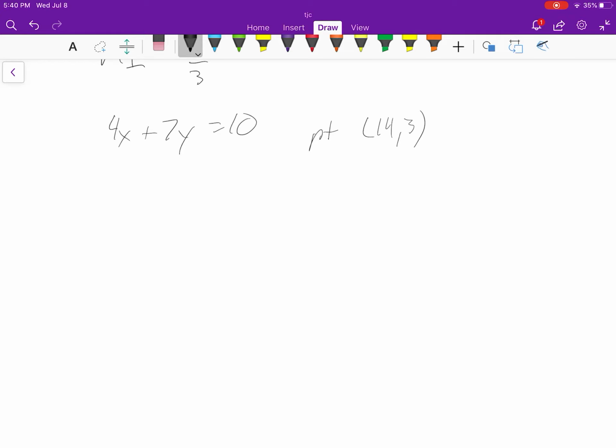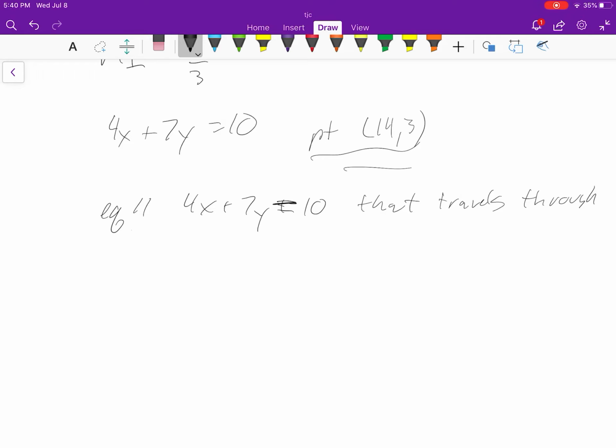And they're saying, okay, we want to find an equation of the line that goes through this point that is perpendicular or parallel to this line. So let's do them both. Say they're asking for both. So they want the equation that's parallel. So find the equation that's parallel to this one that travels through the point (14, 3). Okay. So we'll go ahead and do that.